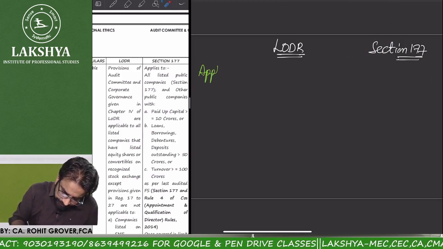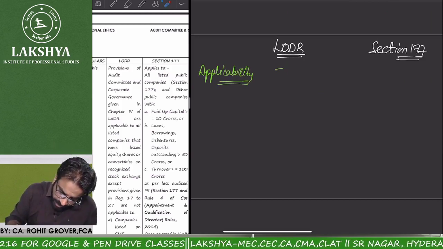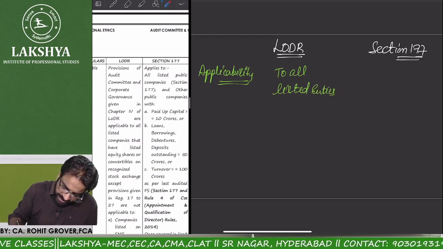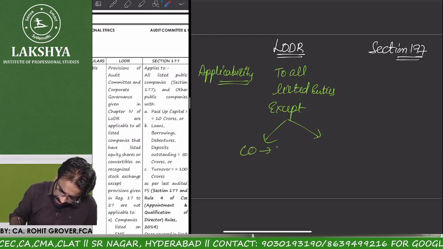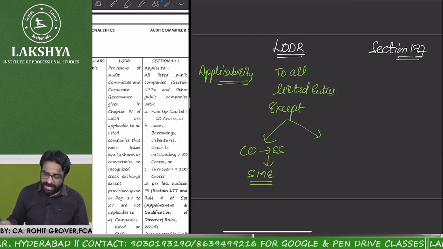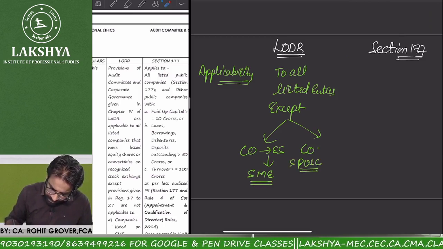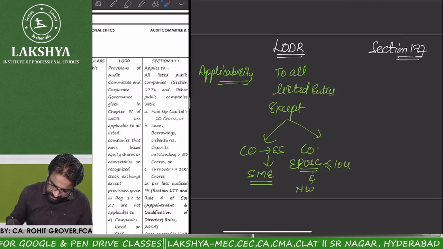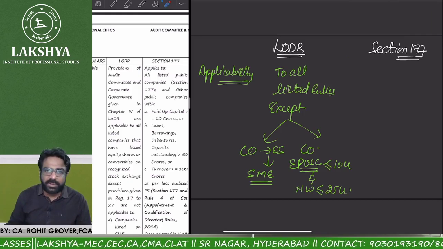LODR applicability. What is the first point? The first point is relating to applicability. It is applicable to all listed entities except companies whose equity shares are listed on SME exchange, small and medium exchange, and those companies whose equity paid up share capital is less than or equal to 10 crores and whose net worth is less than or equal to 25 crores. Clear? This is the applicability of LODR audit committee.